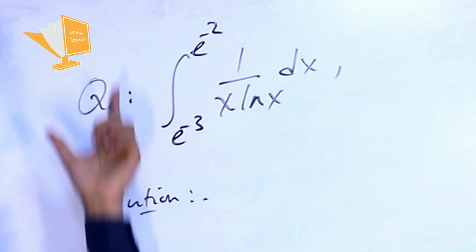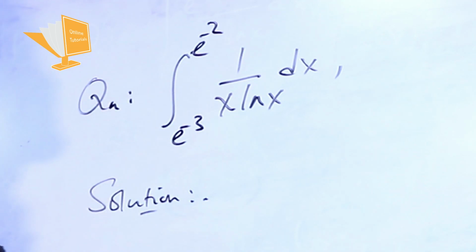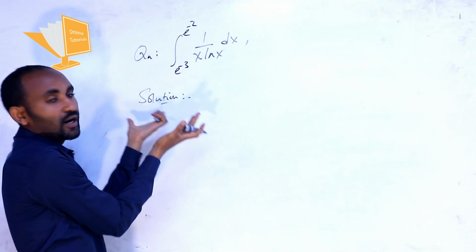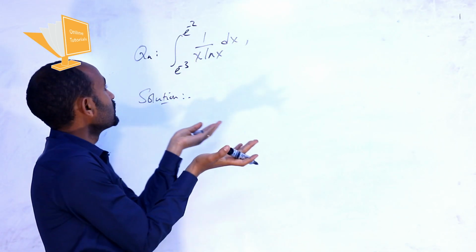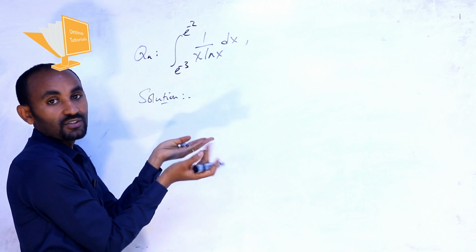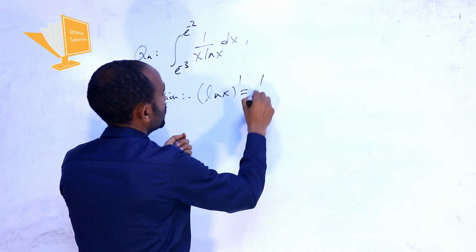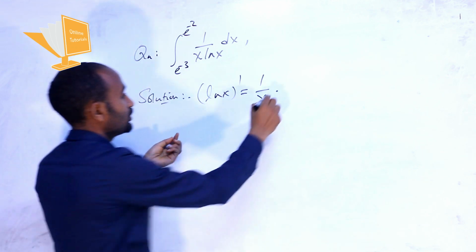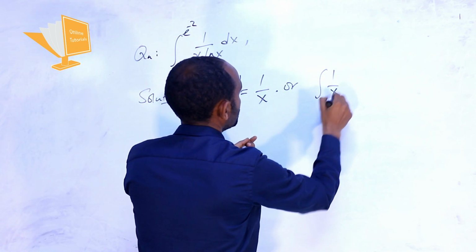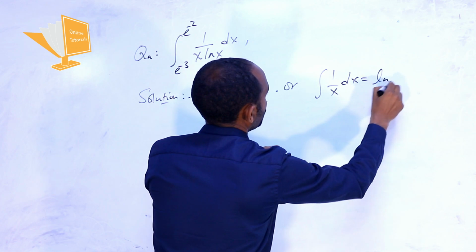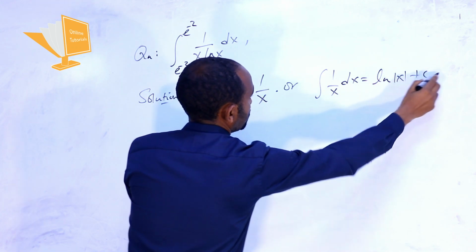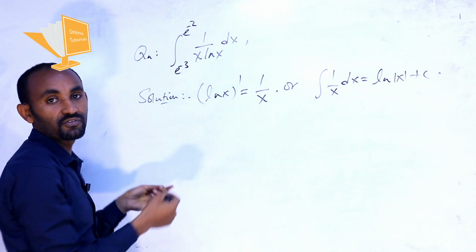The definite integral from e raised to minus 3 to e raised to minus 2 of 1 over x ln x dx. So how do you solve this integral? The only thing you need to recall is derivative of ln x. Derivative is 1 over x, right? Or the integral of 1 over x dx is ln of absolute value of x plus, in fact, some arbitrary constant if it's an indefinite integral.